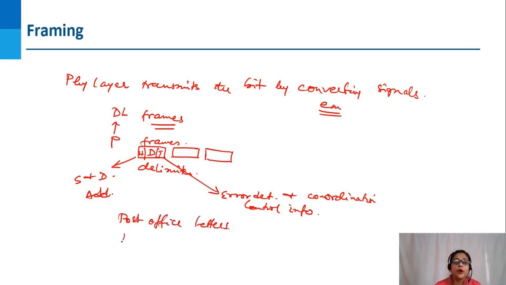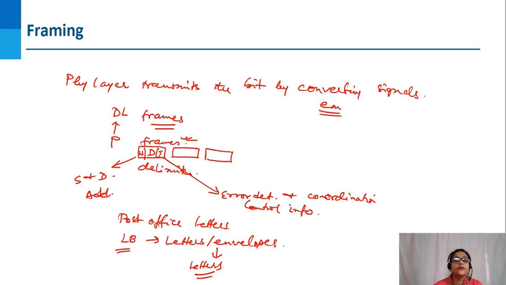Now in the letter box, we can have several letters or envelopes. Now in each envelope, there can be some letters. Now this letter box consists of several envelopes having several letters. Now these letters can be the bits and these envelopes can be the frames. So the envelope acts as a delimiter.